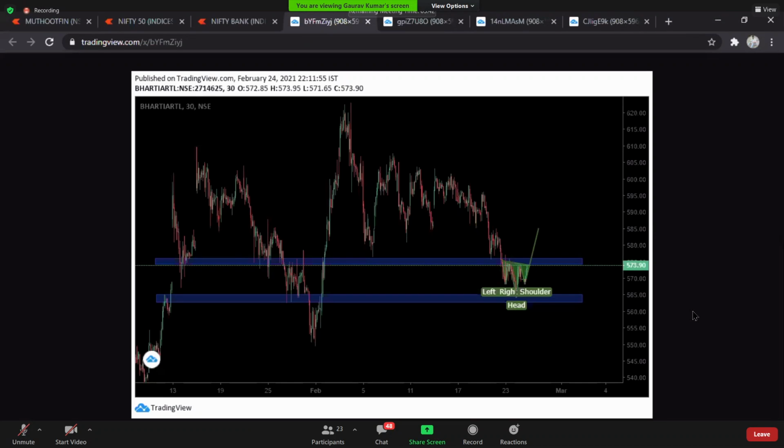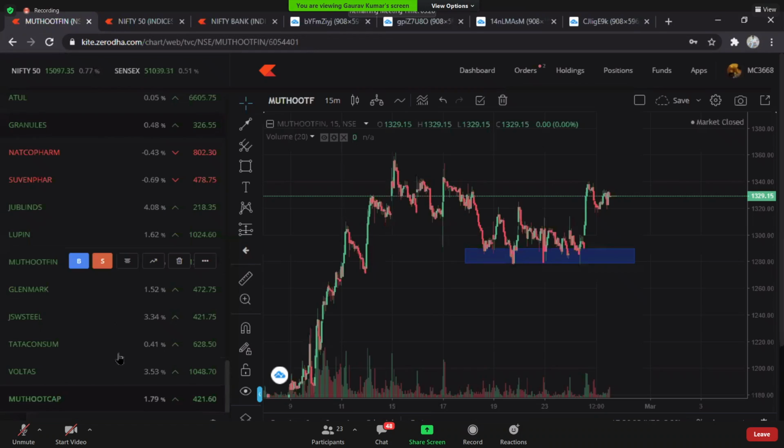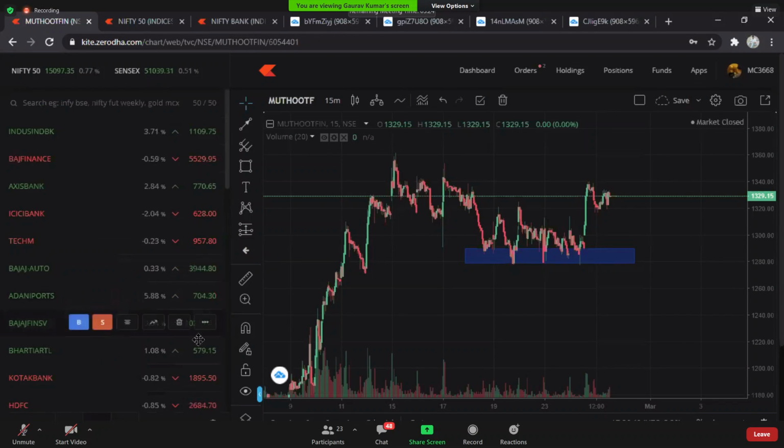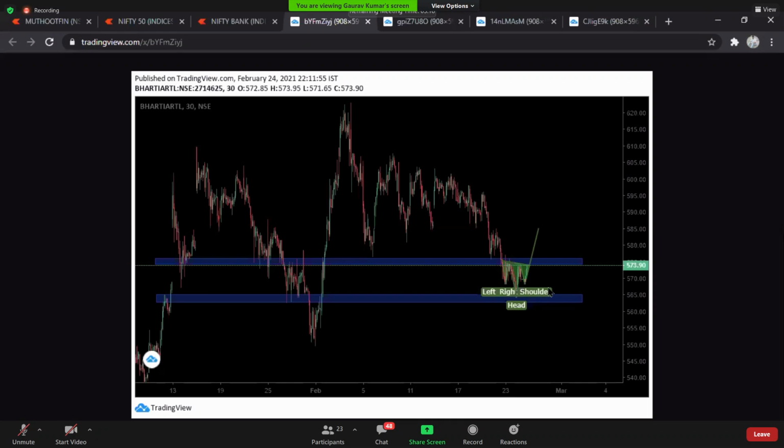I had this Bharti Airtel, and Bharti Airtel actually opened totally gap up from this region. So this setup was totally invalid for me because the stock opened gap up from this region. And what's the current level for Bharti Airtel? It is at 579. Earlier it was at 573. So yeah, this head and shoulder actually worked for me.